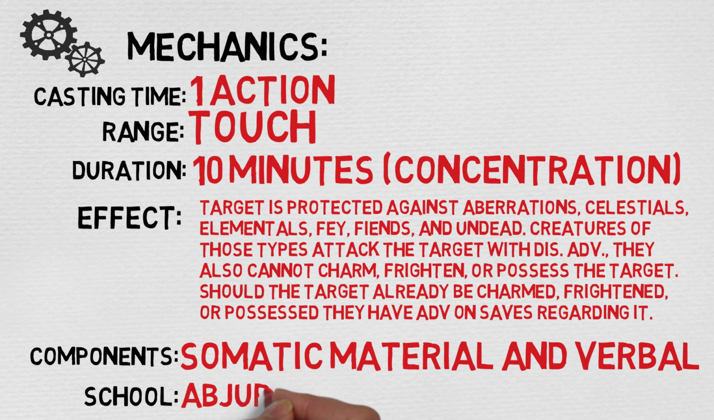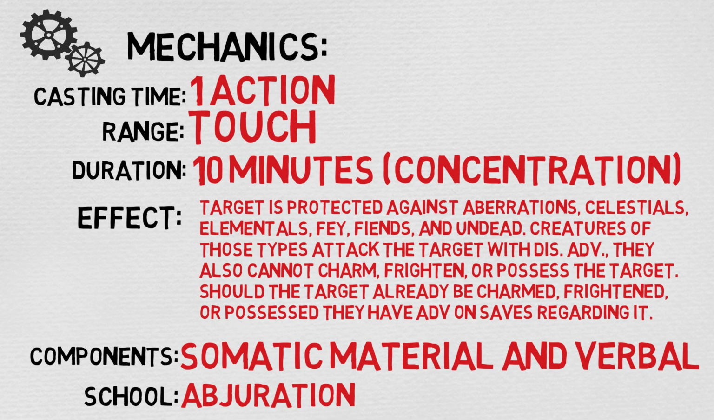Your cast time is the standard 1 action, the range is touch, the duration is an impressive 10 minutes, but it is concentration, so please note that, and the effect at a glance is as follows. Target is protected against aberrations, celestials, elementals, fae, fiends, and undead. Creatures of those types attack the target with disadvantage. They also cannot charm, frighten, or possess the target. Should the target already be charmed, frightened, or possessed, they have advantage on saving throws regarding it, which is really good.